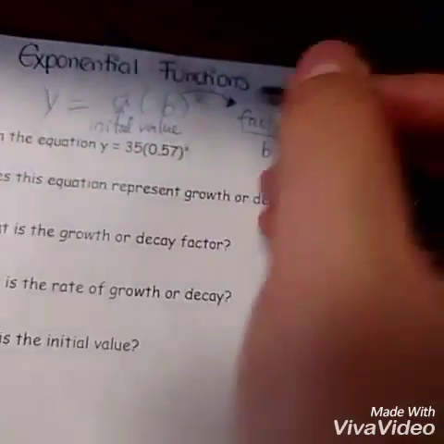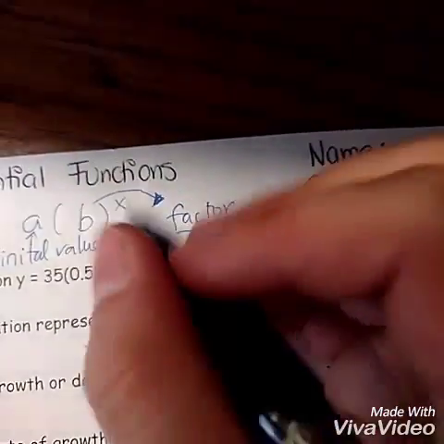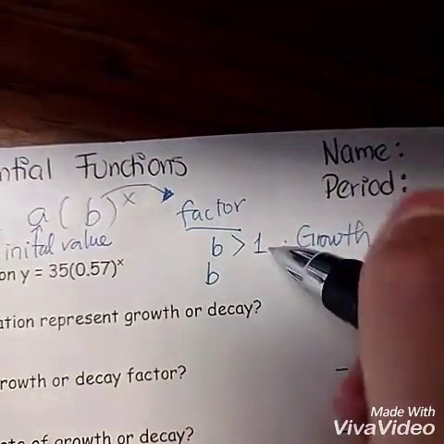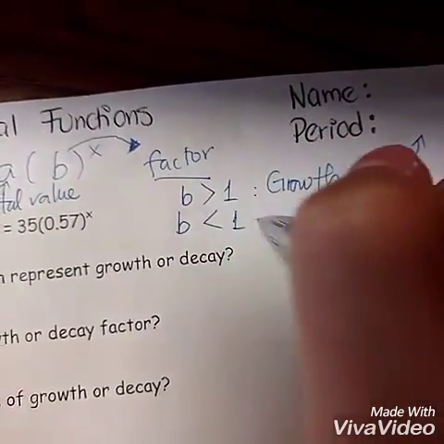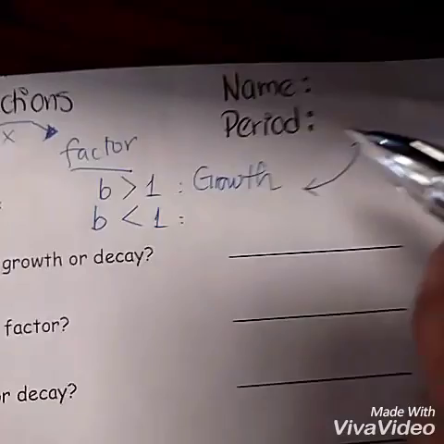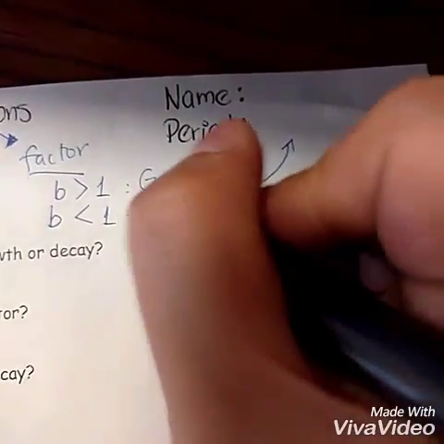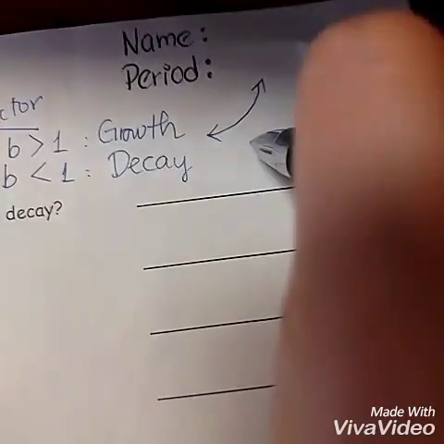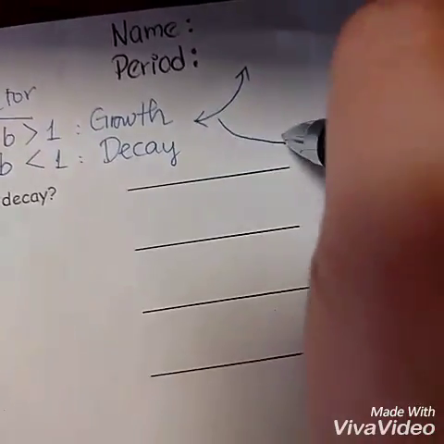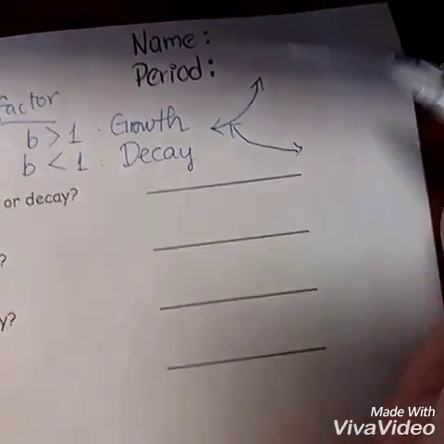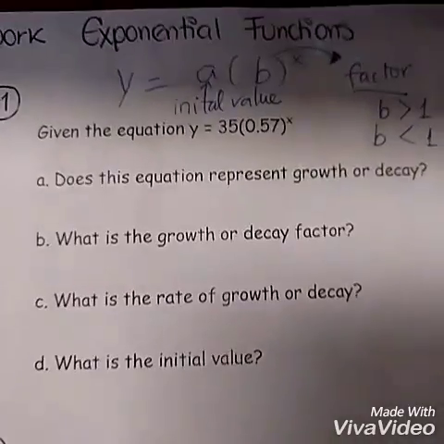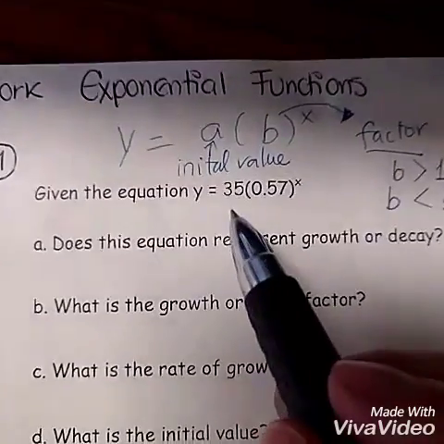And on the other hand, if your factor is less than 1, if b is any number less than 1, like 0.4 or 0.5, it is exponential decay, and your graph is going to look like this. It's a curve that's going down. Okay, so let's take a look at the first equation right here.